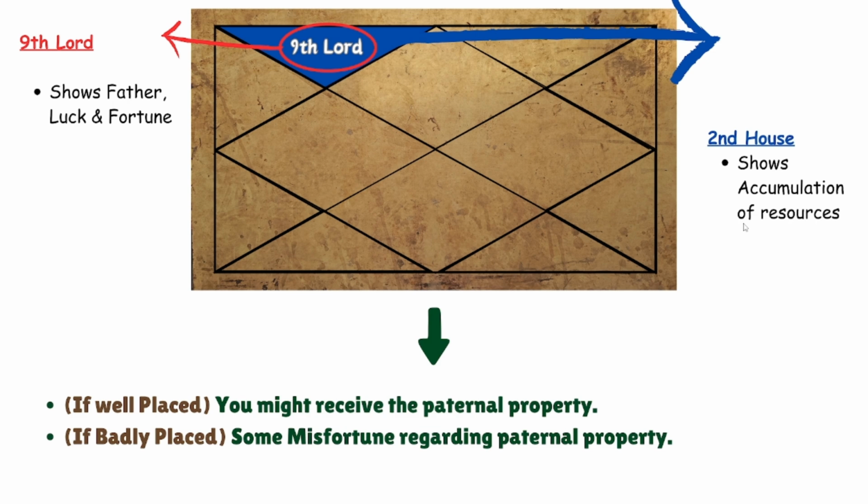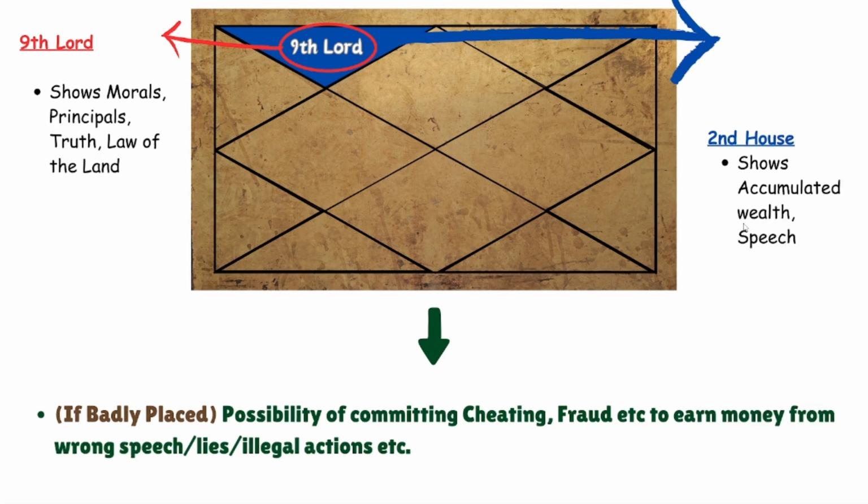But if it is badly placed, then some misfortune regarding paternal property is possible, because again, it is going six places away. Okay, so maybe conflicts, litigation, court cases, all these things are possible. If it is severely afflicted, badly placed, then it is possible. Now, ninth lord shows morals, principles, truth, law of the land, and second house shows accumulated wealth, speech.